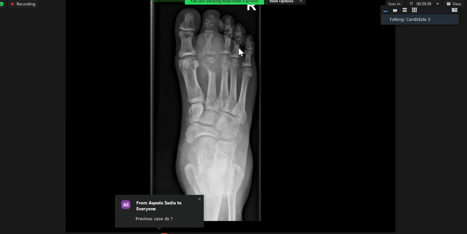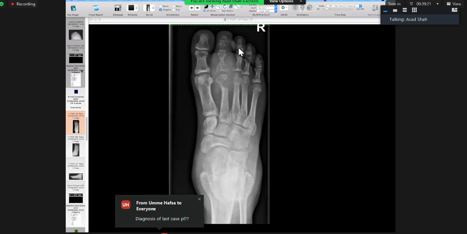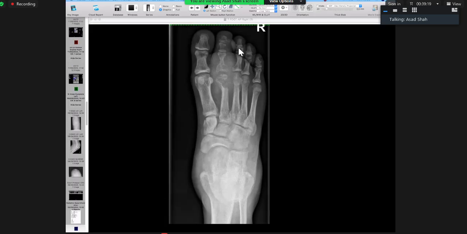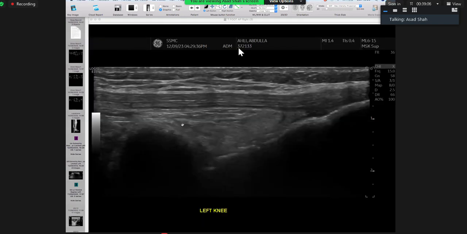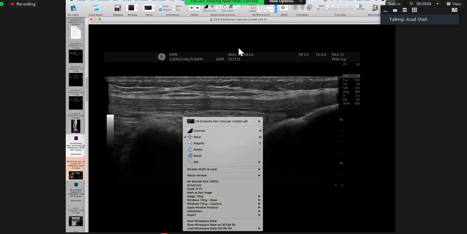So my differential in this case could be gouty arthritis, or this could be a septic arthritis. Septic arthritis with multifocal involvement, yeah. You can have it, I'm not saying you can't have it. But how can you confirm it? So we can aspirate fluid and check for urate crystals. So this may confirm our findings. I'll show you the ultrasound picture there.